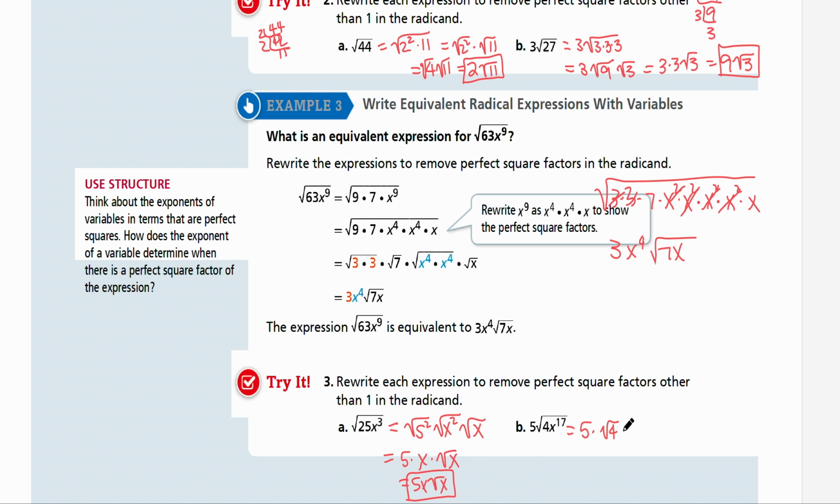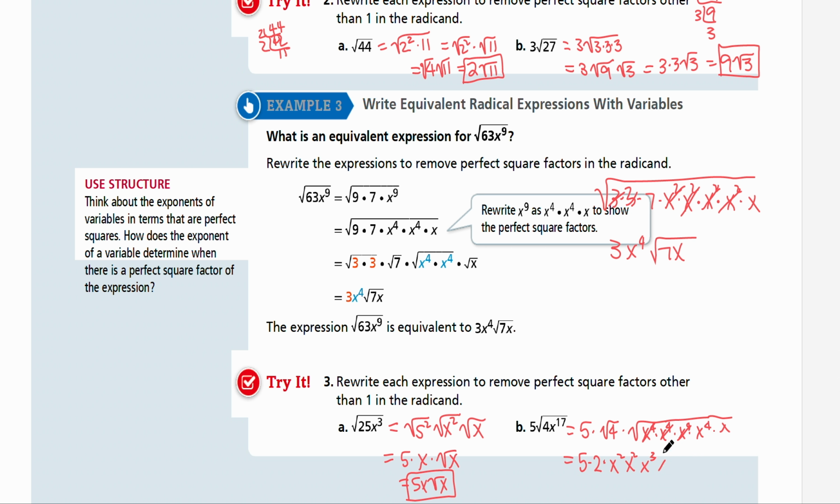And then root 4 is 2, right? And then root x to the 17th power. You can rewrite this with even number of powers. So let's say x to the power of 4, x to the power of 4. So that's 8, x to the power of 4, 12, x to the power of 4, 16, and then we have x. So then x to the power of 4 root would be x to the power of 2, x squared. So we have 5 times 2 times x squared, 1x squared, 2x squared, 3x squared, and then 4x squared, and then root x, right?